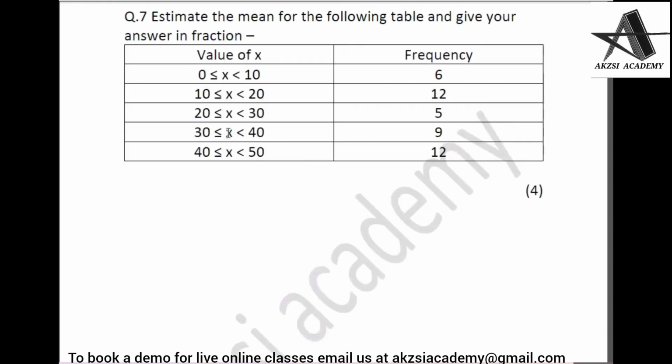Estimate the mean for the following table and give your answer in fractions. Values of x are given on the left hand side, and frequency is given on the right hand side. When we do the estimation and we have ranges, the class interval is given. Class interval means x is from 0 to 10, 10 to 20. This is your class interval, from which the range of a particular value is given.